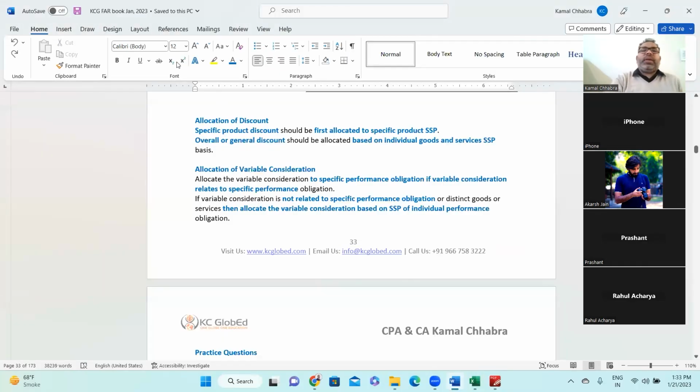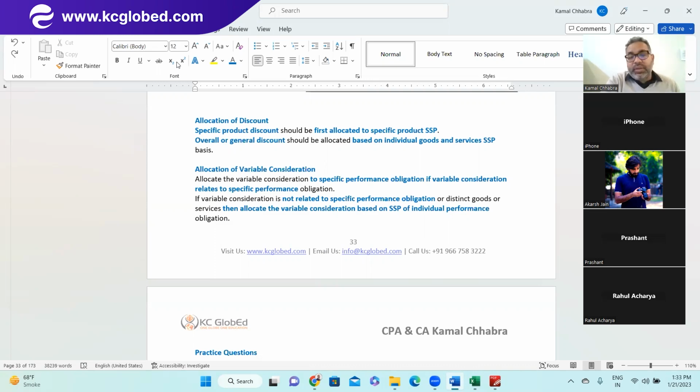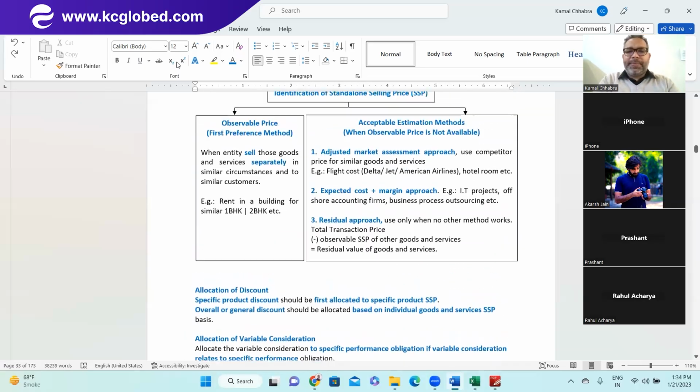Now let's look at this theory. Allocation of discount: specific discount should be first allocated to the specific product. Then overall or general discount should be allocated based on individual goods and services. Then allocate the variable consideration if there is any, to the specific performance obligation if the variable consideration relates to it. Otherwise, if the variable consideration is not related to a distinct good or service, allocate it based on standalone selling price. So this is all about step 4.